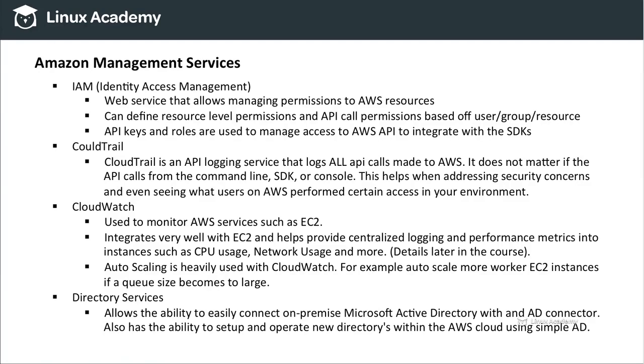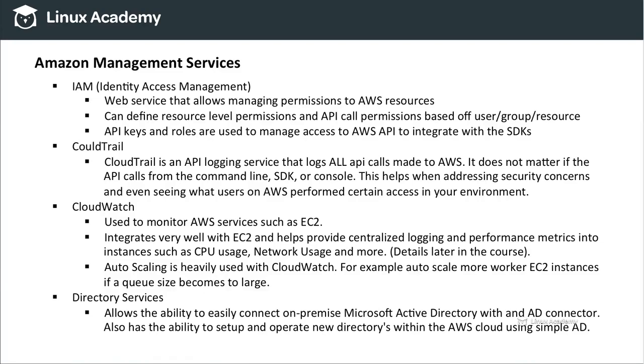CloudTrail is an API logging service that logs all of our API calls made to Amazon Web Services. It does not matter if the API calls are from the command line, SDK, or the console. So it helps when addressing security concerns and even seeing what users on AWS performed and who accessed or performed something in your environment. So if you have EC2 instances that have been terminated and you want to know who did it, you can see which IAM user logged into your environment and terminated those instances.